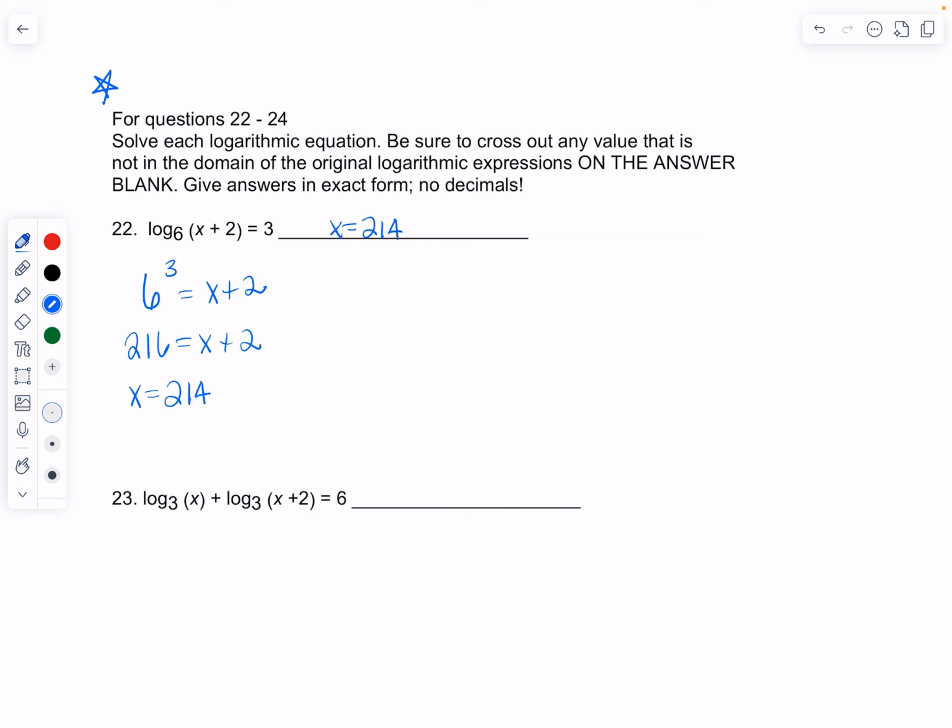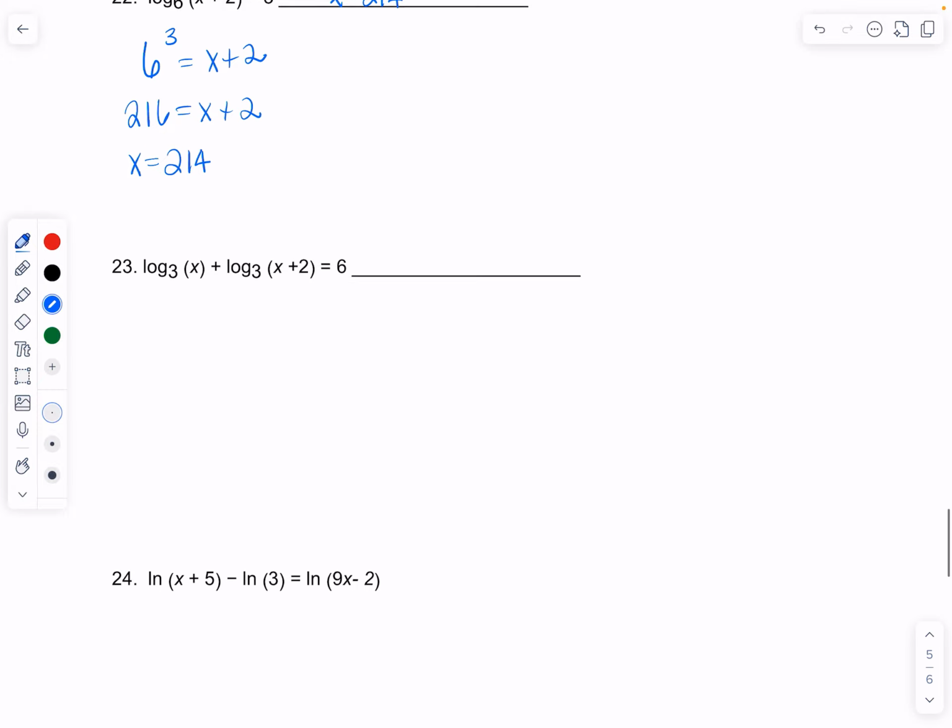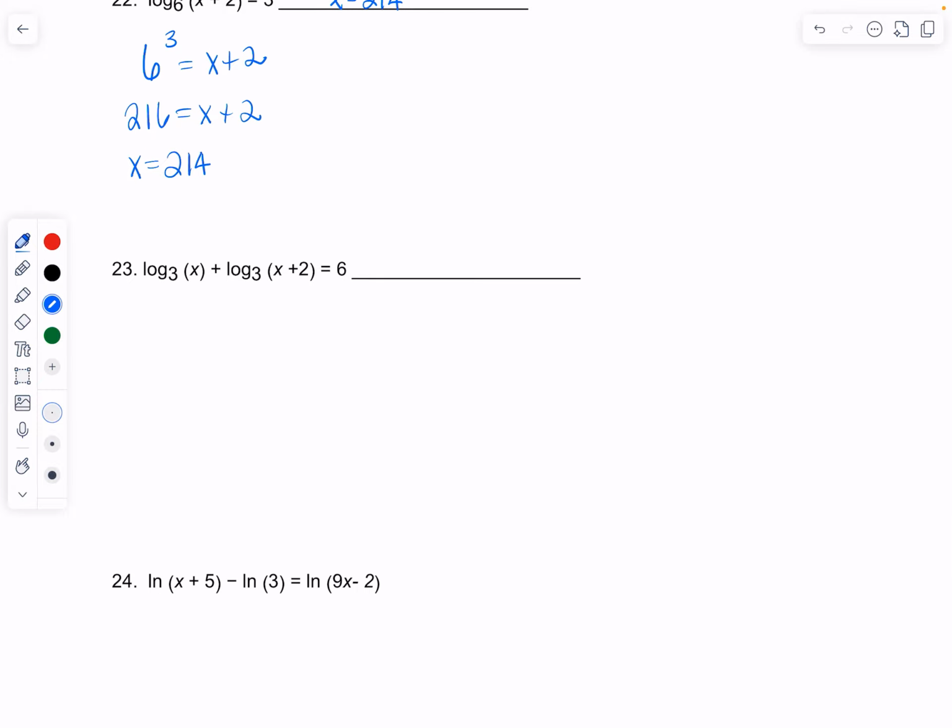Done. Okay, next one. I see we have log base 3 of x plus log base 3 of x plus 2 equals 6. Since the logs are the same base, I can multiply x times x plus 2 inside the parentheses. So I get log base 3 of x times x plus 2 equals 6. Now I'm going to write this out in exponential form. So 3 raised to the 6 equals x times x plus 2. So 3 raised to the 6th power equals 729, and this equals x squared plus 2x.